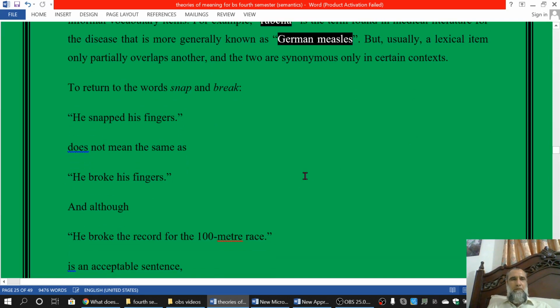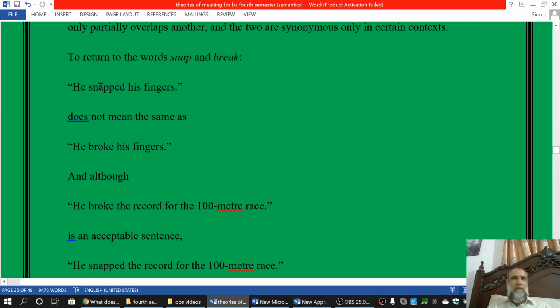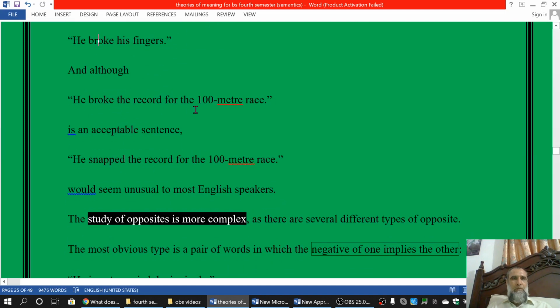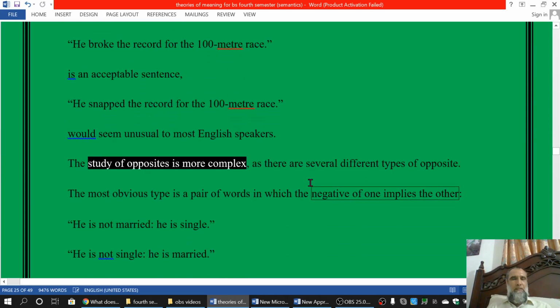However, if we take these two sentences, coming back to the same words snapped and broke, though they belong to the same semantic field, in these two sentences they have different meanings. For example, in this sentence, he snapped his fingers. To do this is called snap his fingers, but we cannot say he broke his fingers. So the synonymy, therefore, is not complete. We say he broke the record for the 100-meter race, but we do not say he snapped the record for the 100-meter race, and therefore the meaning taken here is not correct.